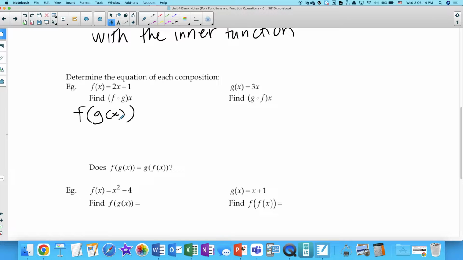Okay? And then what I like to do is write out the outer function. So the outer function is 2x plus 1. But I'm not going to write an x in there. I'm going to replace the x with a set of brackets. So this is equal to 2 times a set of brackets, plus 1. And what do you think I'm going to put in there? G of x, right? So that goes in there.